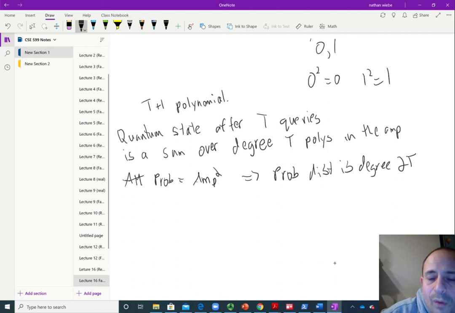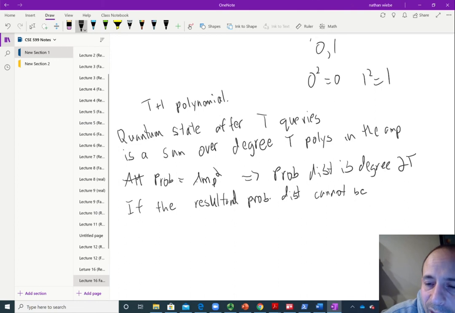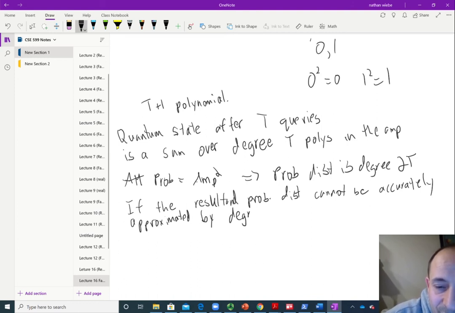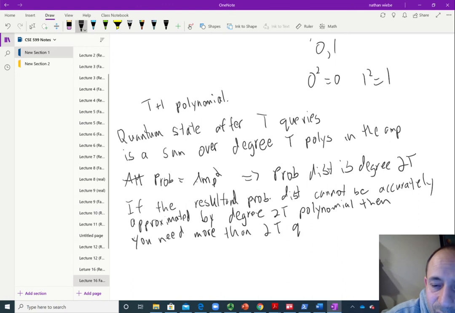And so, therefore, what we end up getting is that if the resultant probability distribution cannot be accurately approximated by a degree 2t polynomial, then you need more than 2t queries.